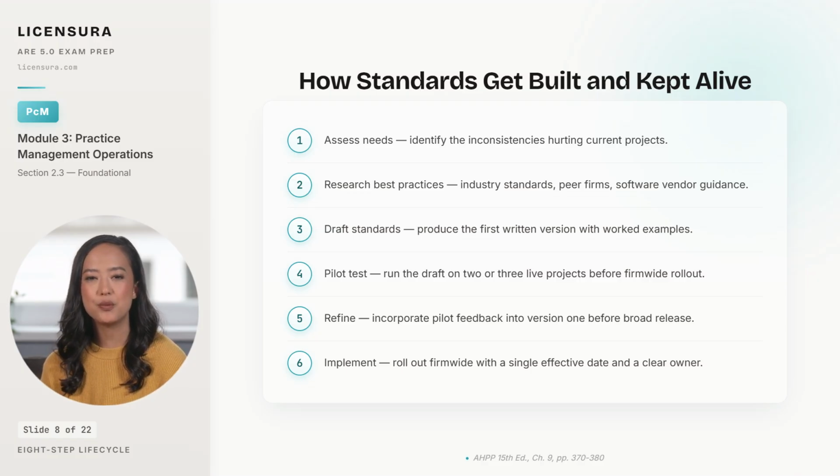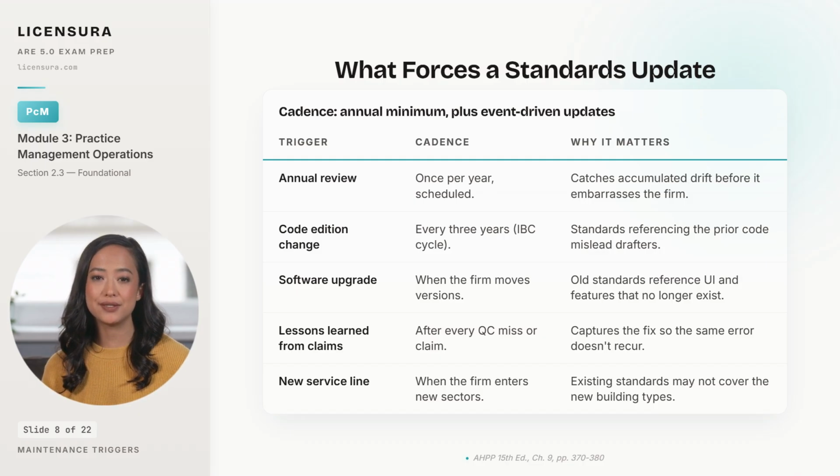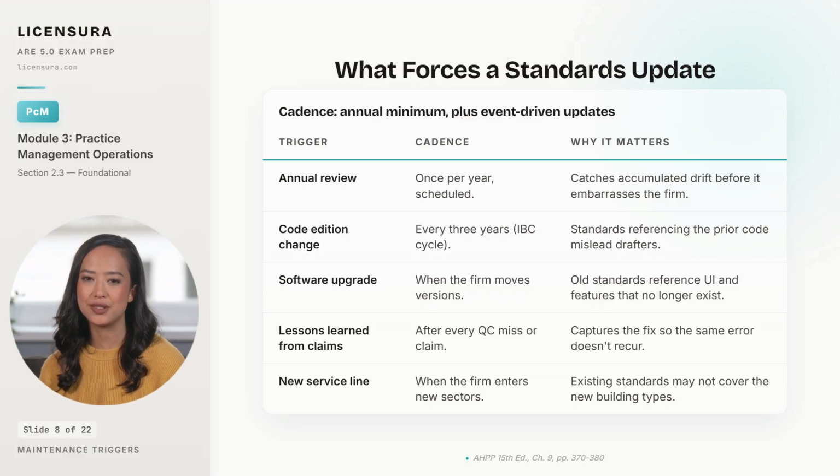Let me show you what triggers a real update and how often each one fires. 5 triggers force a real standards update. The firm needs a named owner whose calendar reflects each one. The annual review is the minimum, once a year on a scheduled date. The standards owner walks the document against current practice and catches accumulated drift. The code addition change is event-driven. The IBC runs on a 3-year cycle, and any standard referencing the prior edition is now teaching the wrong rules.